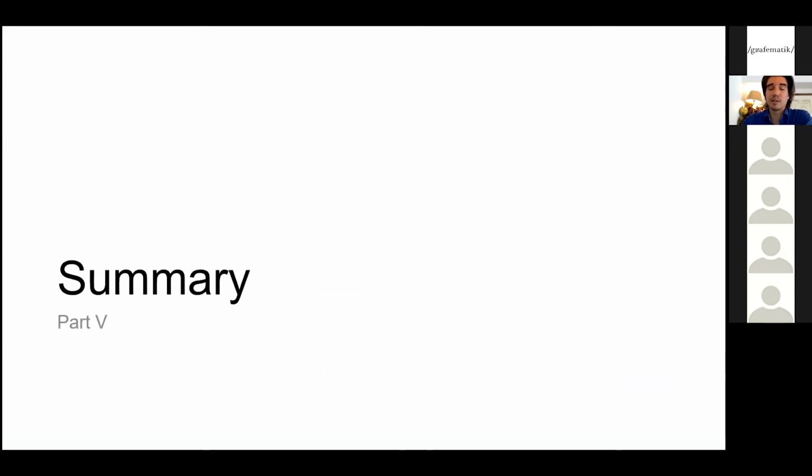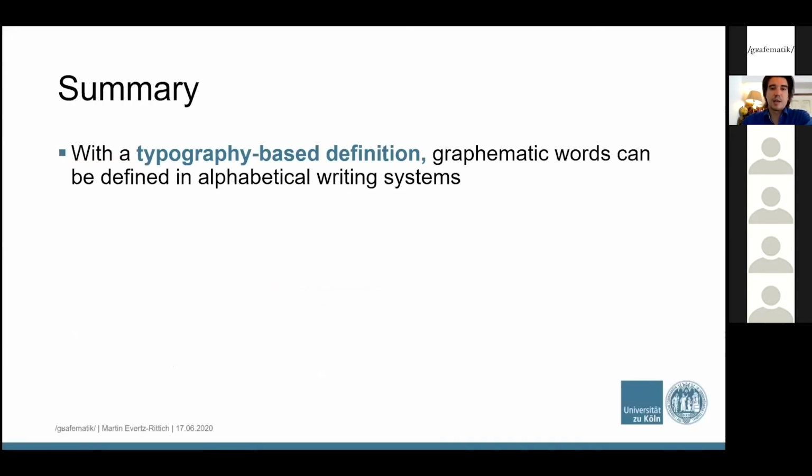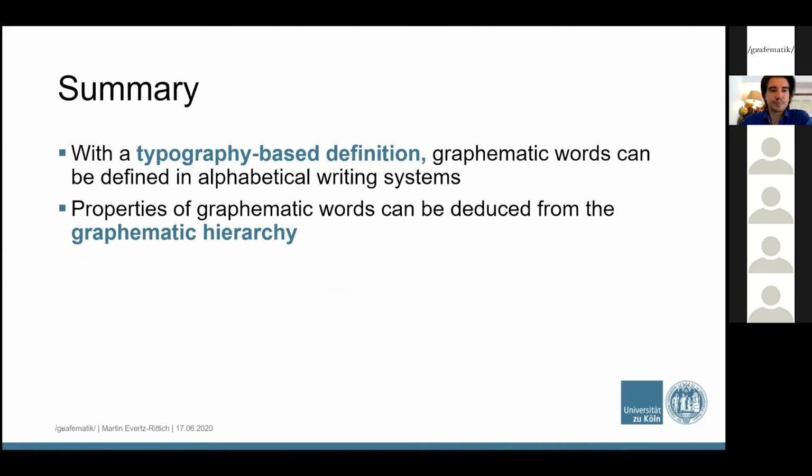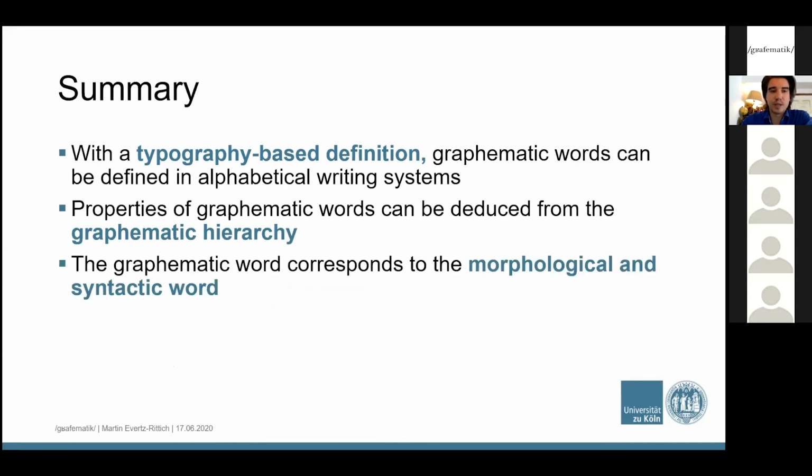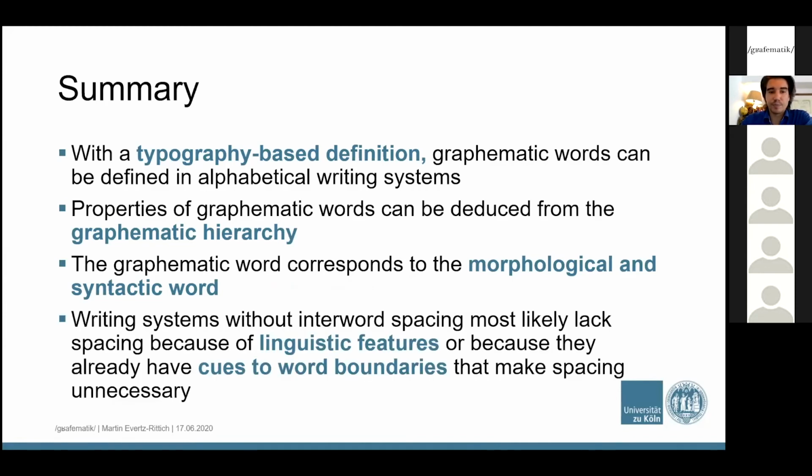So to sum it up real quickly, I believe with a typography-based definition, graphematic words can be defined in an alphabetical writing system. The properties of graphematic words can be deduced from the graphematic hierarchy. The graphematic word corresponds to the morphological and syntactic word. And writing systems without interword spacing most likely lack spacing because of linguistic features, or because they already have cues to word boundaries that make spacing unnecessary.